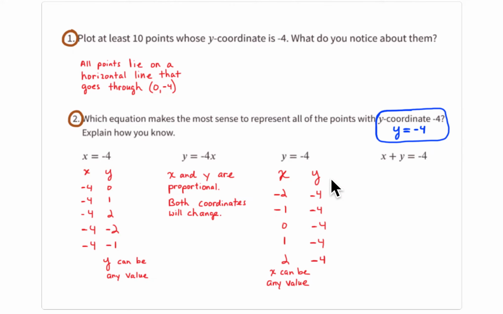The next one is the equation for the line. Y cannot be anything other than -4, whatever you choose for x.